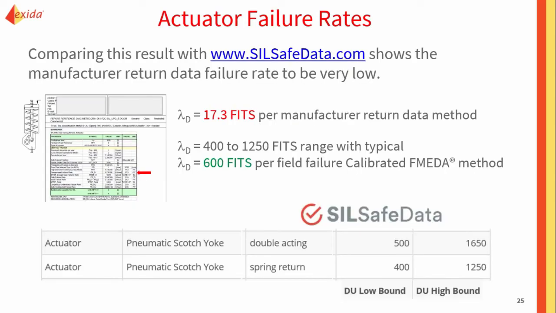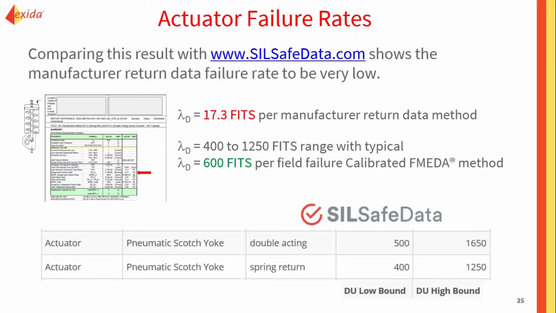This is an example of one we actually received recently. We have got a certificate, and it was from a manufacturer's return data method for an actuator. And they said for the entire actuator, the failure rate is 17.3 FITs. We know that that's pretty small. That's 10 to the negative 9. Okay, so we weren't sure how we felt about this.